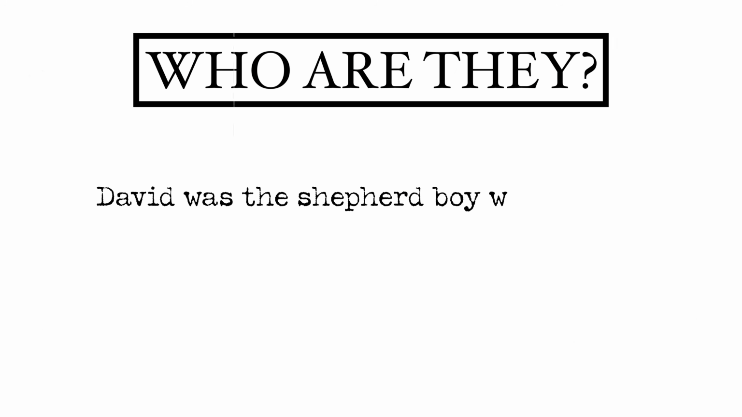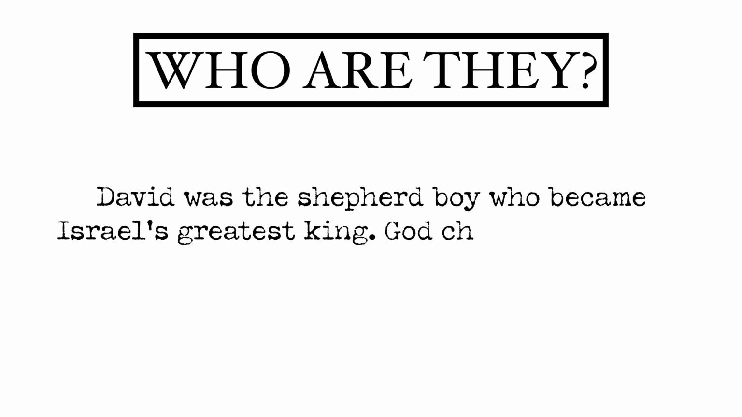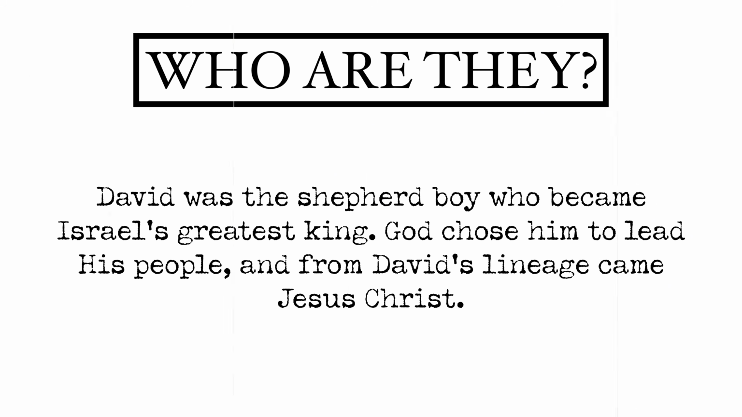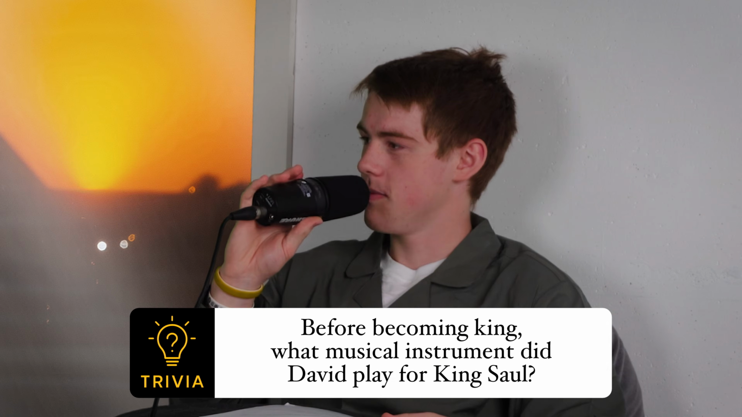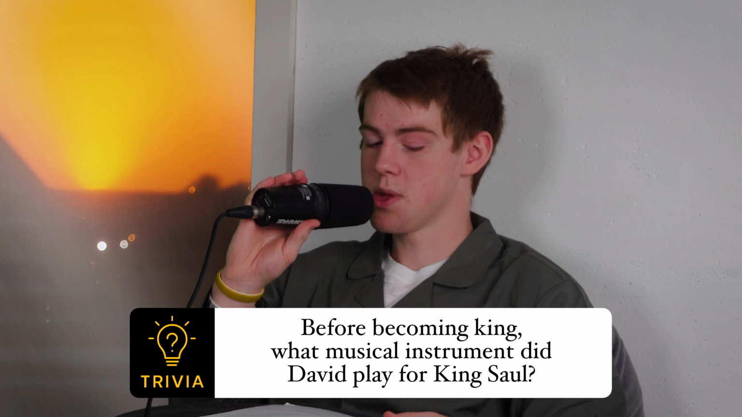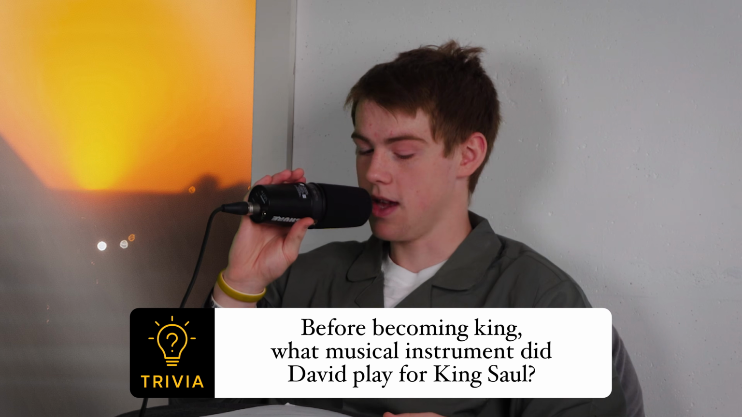David was the shepherd boy who became Israel's greatest king. God chose him to lead his people. And from David's lineage came Jesus Christ, which is important because David is Israel's greatest earthly king. But Jesus truly is still reigning as the king of his people. And so Jesus is a greater king than David. Quick trivia question, Bless, about David: before becoming king, what musical instrument did David play for King Saul?